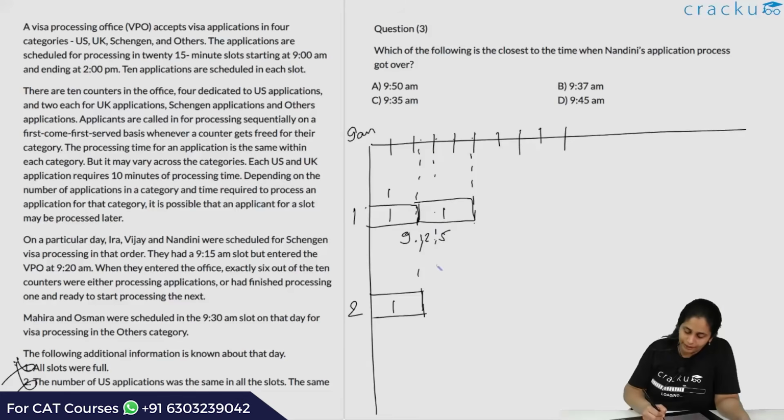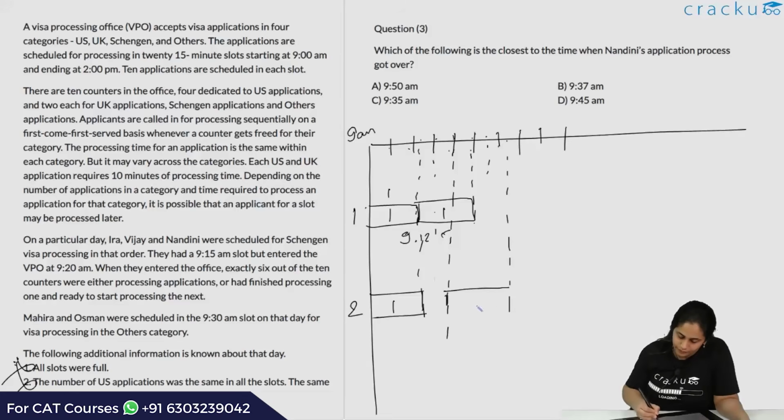At 9:20, you start with Ira's application. Ira's application is going to take 12.5 minutes. So you're not starting at 9:15, you're starting at 9:20. From here you will start Ira's application and it will finish at 9:32.5. So starting at 9:20, 9:32.5 is when Ira's application will be done. This is slot 2 and this is Ira.